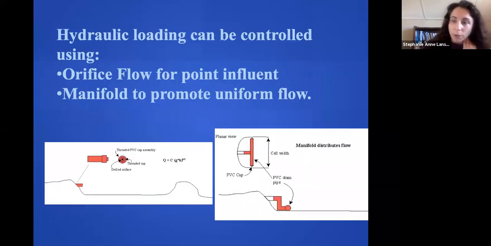The hydraulic loading, the water coming into the wetland, can be controlled using an orifice, where you basically have a tube and you drill a hole in the middle. So it can come through a point flow, or you can build a manifold. A manifold is going to go across, and then you're going to have holes going across the manifold. So instead of it coming in one point of the wetland, it might go in horizontal flow through the wetland across a horizontal distance.